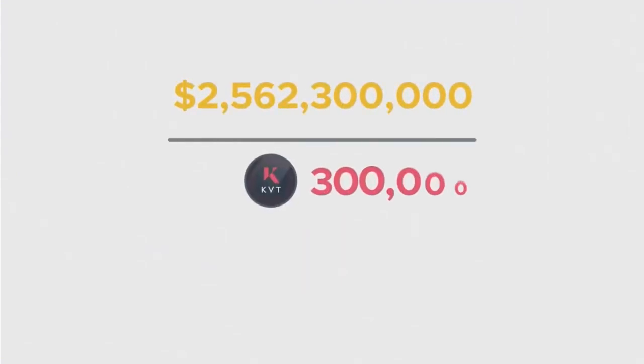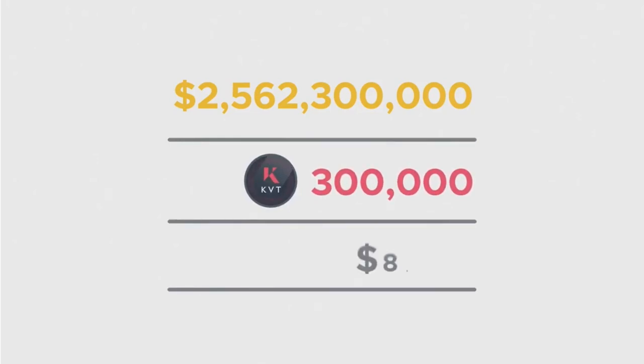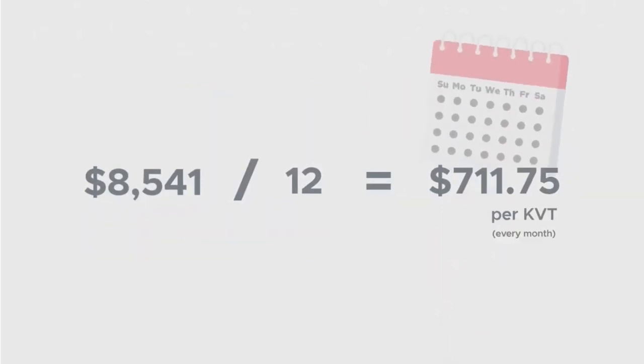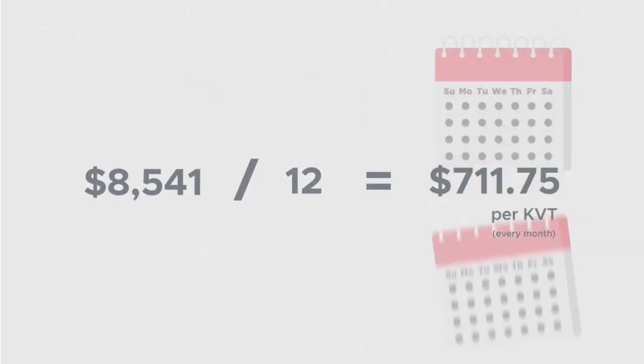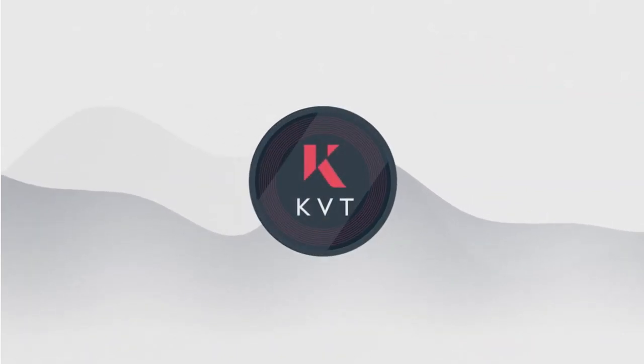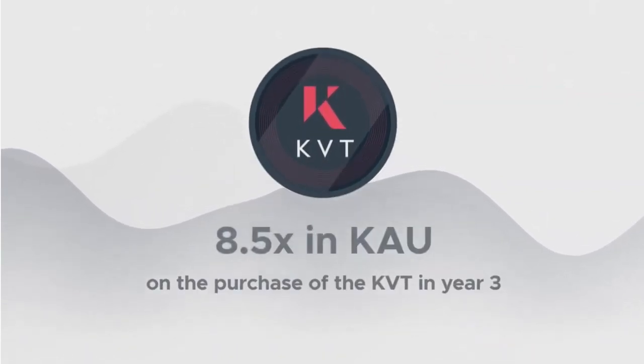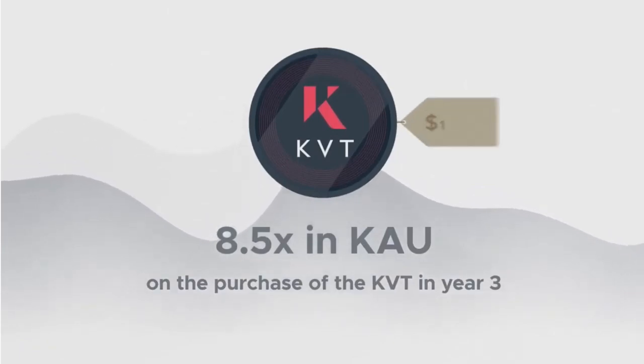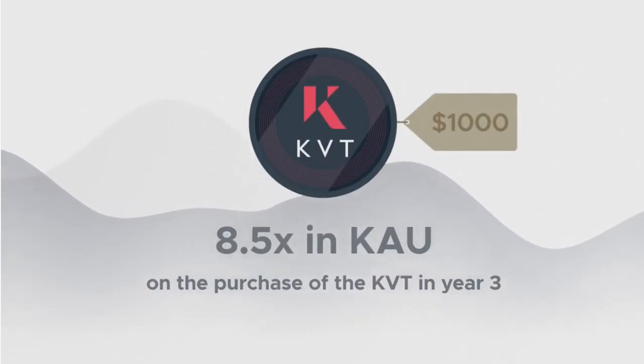Therefore, $2,562,300,000 divided by 300,000 KVTs equals $8,541, paid in KAU per KVT. This will be paid monthly to KVT holders' accounts in KAU. This amount of KAU that you could receive in year 3 may be 8.5 times the amount that you originally paid for the KVT, worth $1,000 in this example.